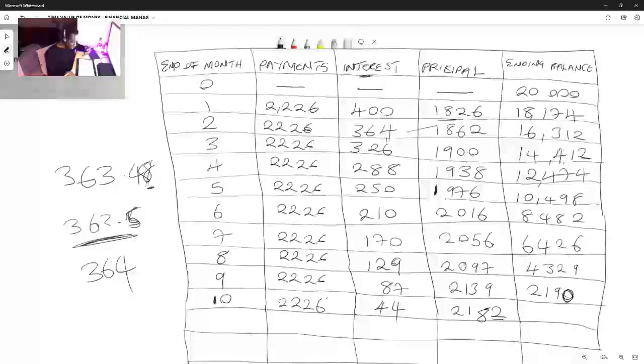So we need to make an adjustment to ensure that our payment is good enough that when we subtract 44 from it, it will give us a principal that is similar to the ending balance for period 9, or month 9. And when we subtract the principal for month 10 from the ending balance for month 9, it should give us what? 0, right? That's what we are aiming for.